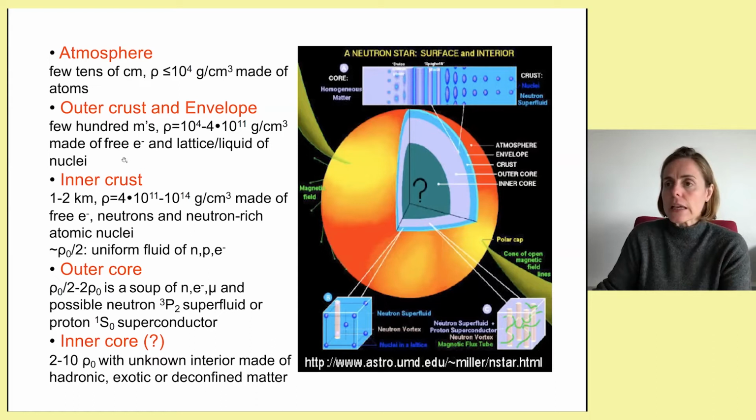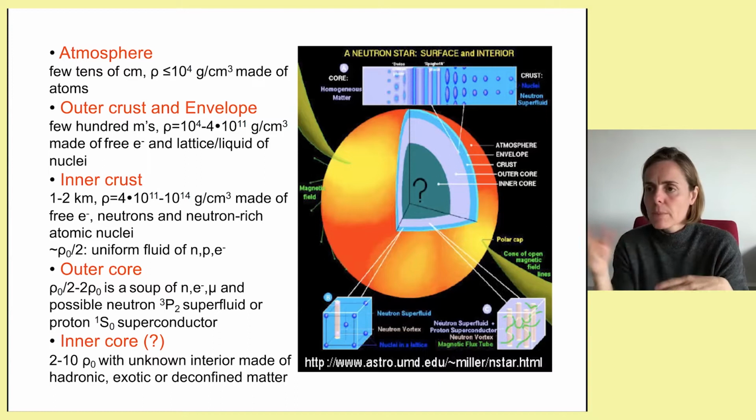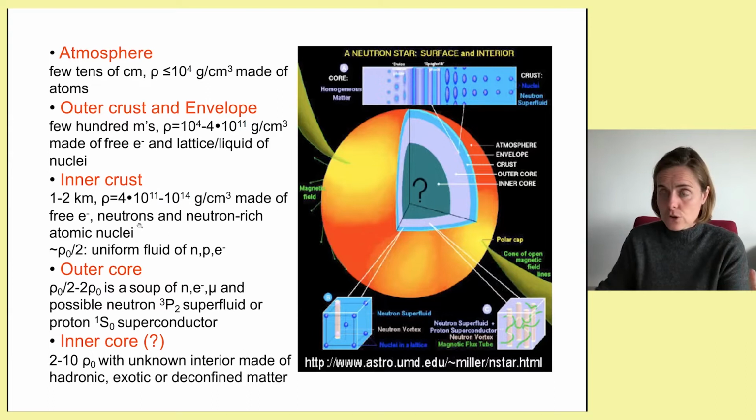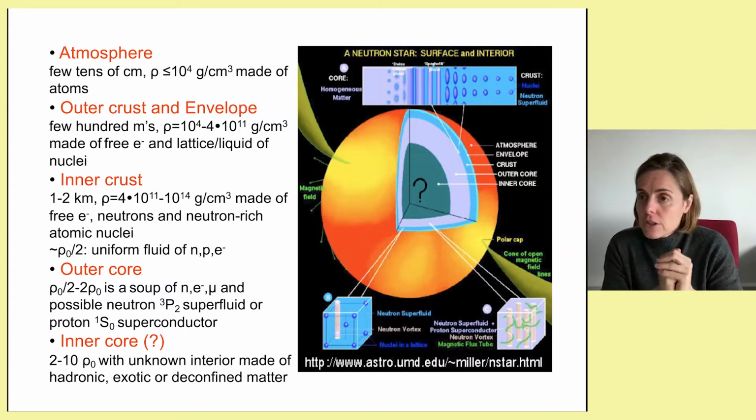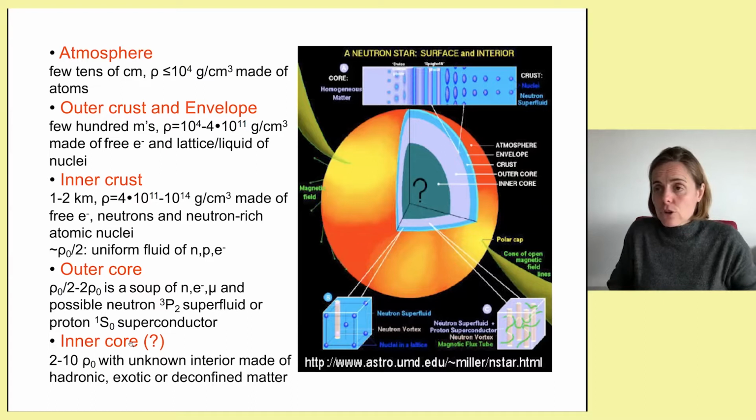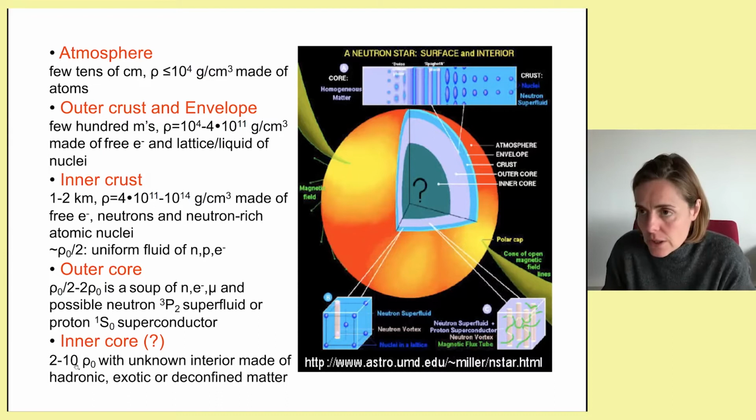But as you go through the inner crust, you are crossing what is called the neutron drip line. So neutrons start dripping out of the nucleus. So now you start having free neutrons apart from electrons, okay? And then you have different structures that you might have in the crust. And finally, in the outer core, you have densities where you have an idea of what's happening, but it's not so well known, because densities above 2-3 times saturation density is something that we cannot test here, okay? We don't have information.